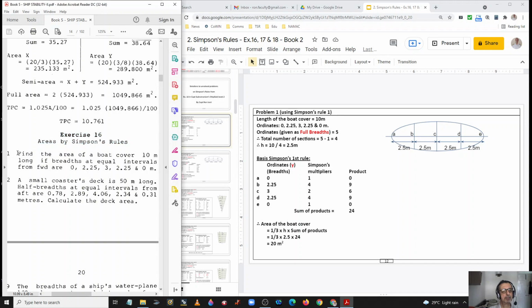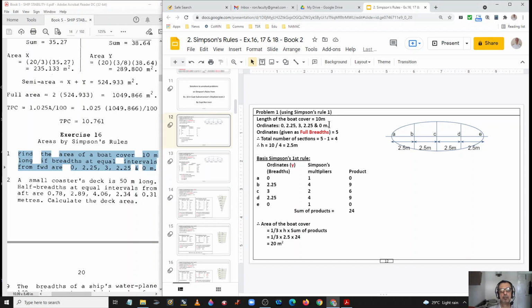Problem number 1 states that you have to find the area of the boat cover 10 meters long if its breadths at equal intervals from forward are 0, 2.25, 3, 2.25 and 0 meters. Here we see that this is the information that is given to us in the problem.